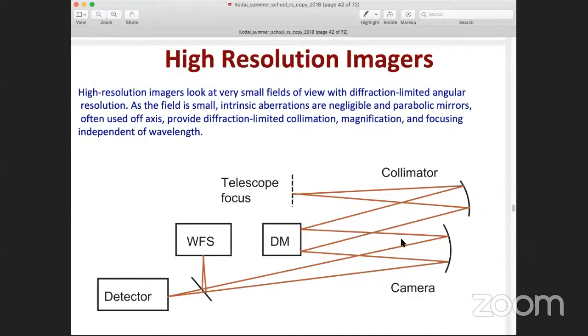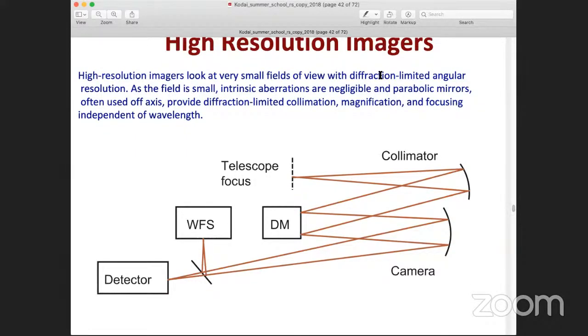And then after that, it reflects off, and there is another mirror which brings it to focus. And here I have a beam splitter which brings the light to the focus, where I can sense the wavefront shape and give the feedback to the deformable mirror, so that at the detector I get a corrected image. This kind of fully reflective system will work when you are interested in a very small field of view.